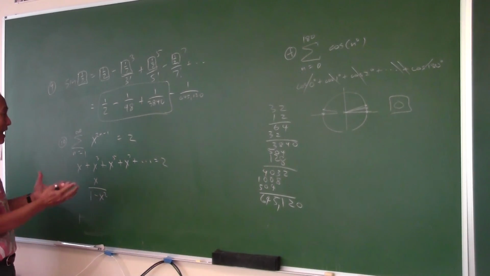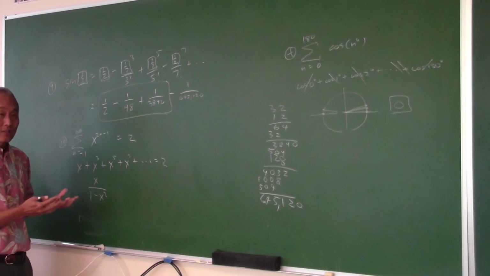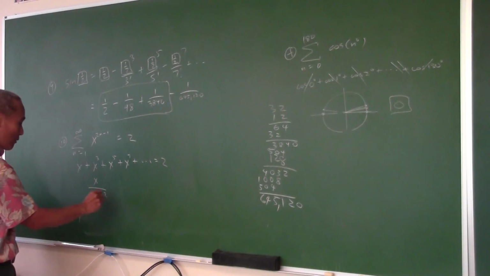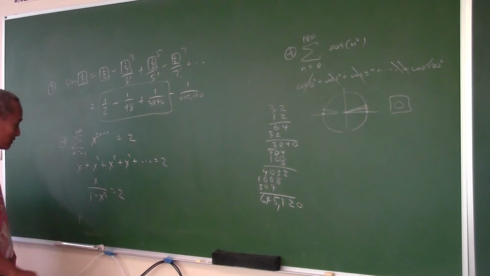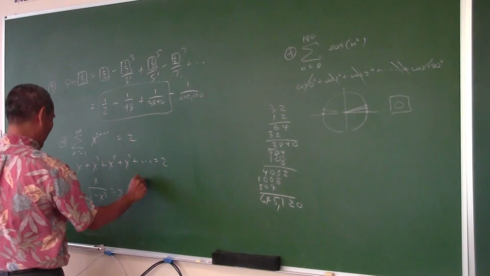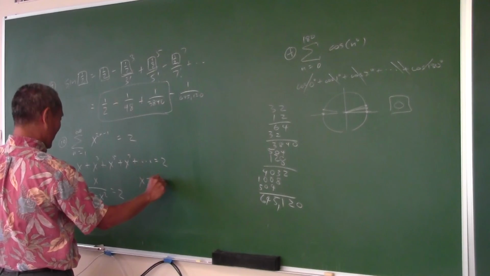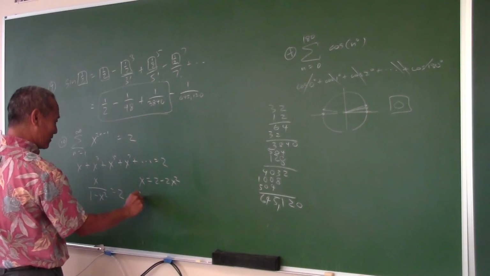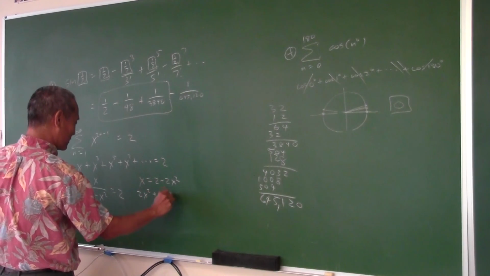See, if you don't write it out, some of you just might not see it's a geometric series, so always write out the terms. And we want to know when that will equal 2. I think we can solve this equation. So, cross multiplying, x equals 2 minus 2x squared. Make one side 0: 2x squared plus x minus 2 equals 0.